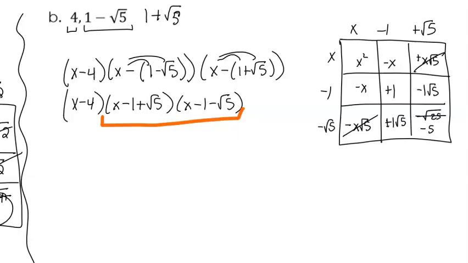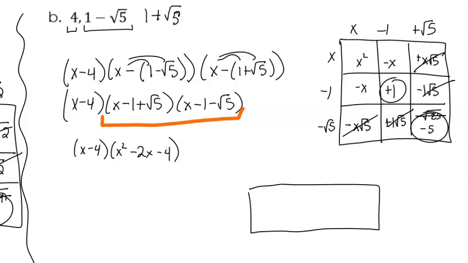All right, these cancel out. And so I have x squared, negative x and negative x are negative 2x, and then 1 minus 5 is negative 4. Okay, and so last but not least, we need to multiply those two. All right, so we have x minus 4, x squared minus 2x minus 4.